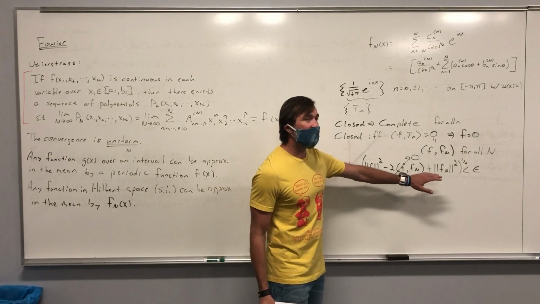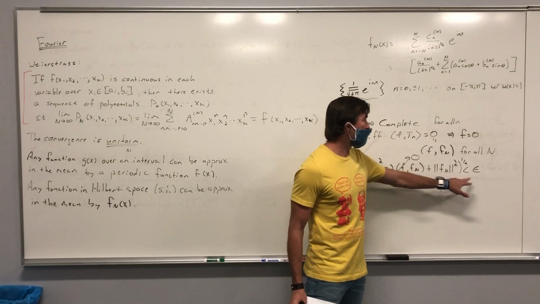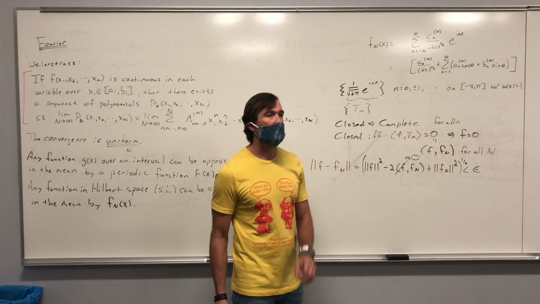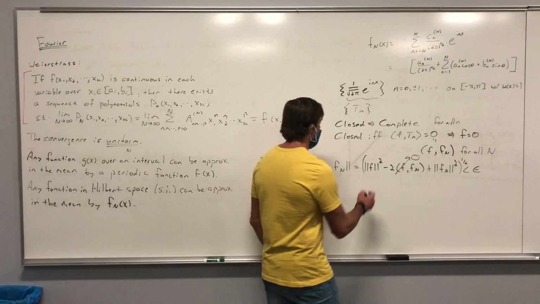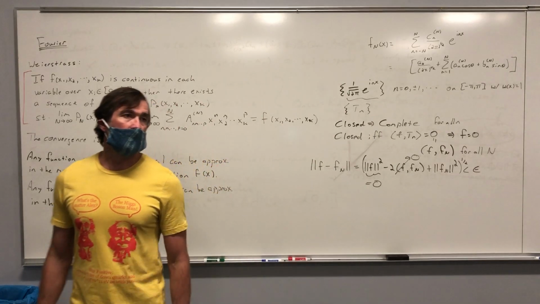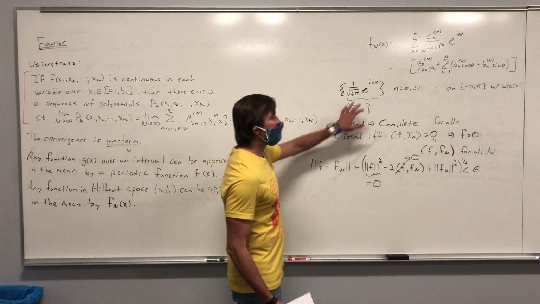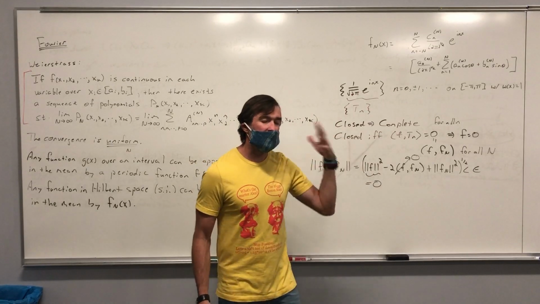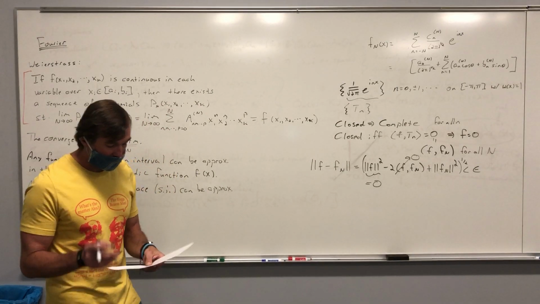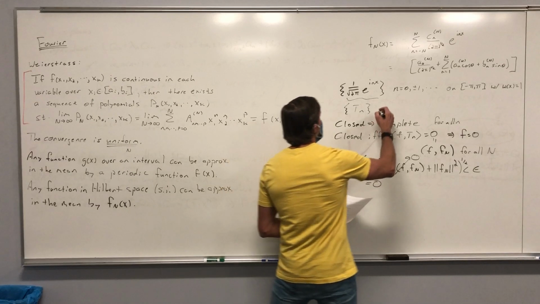But this, of course, if this combination has to be less than an arbitrarily chosen epsilon, then what does the magnitude squared of Fn minus f have to equal? 0. Almost everywhere. Hence, this set is complete. This set is closed. Therefore, it's complete. So these Tn's form a complete orthonormal set.